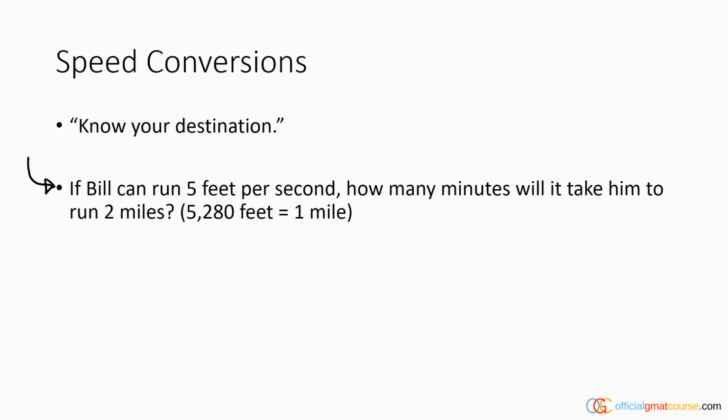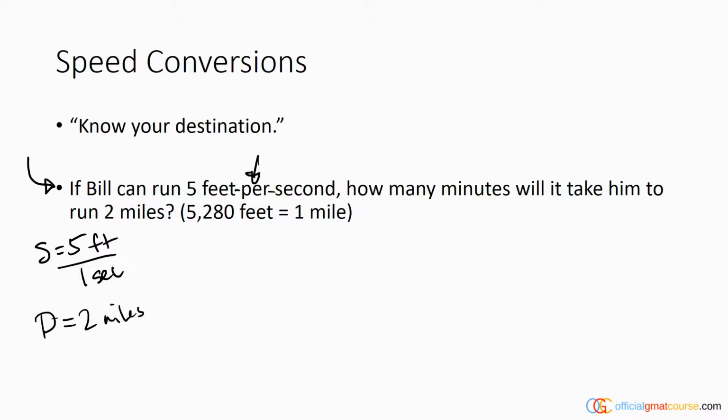Now, we have if Bill can run 5 feet per second, so we have speed is 5 feet per 1 second, and I always think of it as this fraction, not just feet per second like with words dashed together, but actually as a fraction where the per means division symbol. How many minutes will it take him to run 2 miles? So distance equals 2 miles.